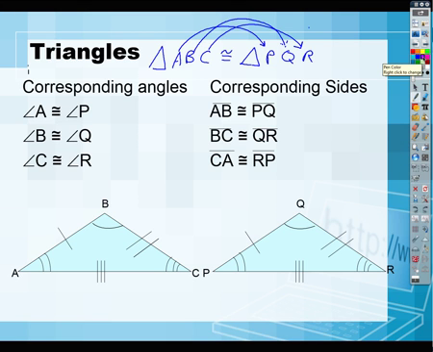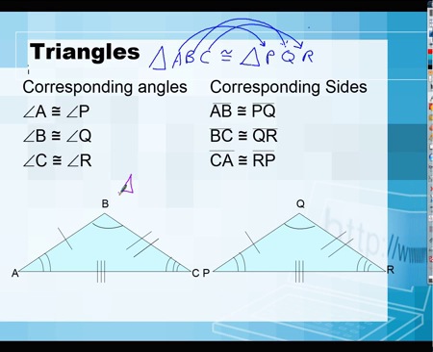So what if I call this one, okay, you finish this statement for me. Triangle RQP is congruent to triangle what? It's got to be CBA, doesn't it? Because C goes with R, B goes with Q, and A goes with P, right? Does that make sense? So we have to line up the corresponding parts, okay?